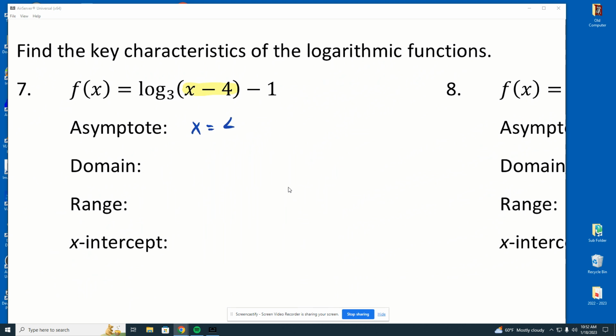X equals 4. What does that do? It limits my domain. My domain cannot go past 4. But if you graph it, you'll see it goes off to the right forever. What do we say about the range? It always goes up and down. It always goes up and down forever.